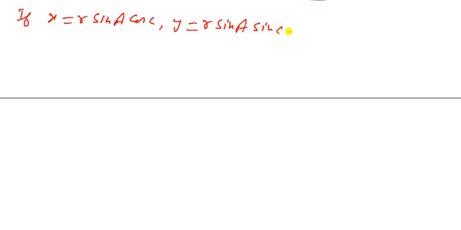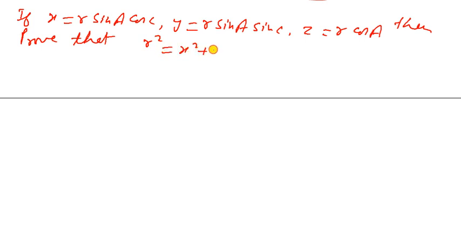Now come to the next question, and this question is, if x is equal to r sine a cos c, and y is equal to r sine a sine c, and z is equal to r cos a, then prove that r square is equal to x square plus y square plus z square.